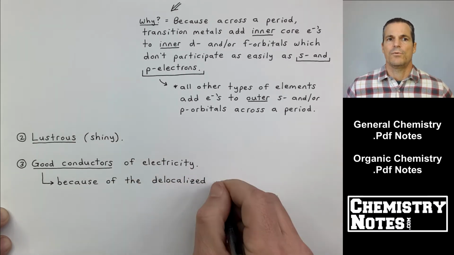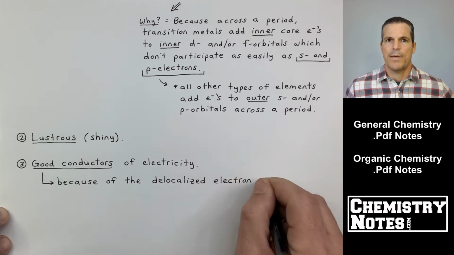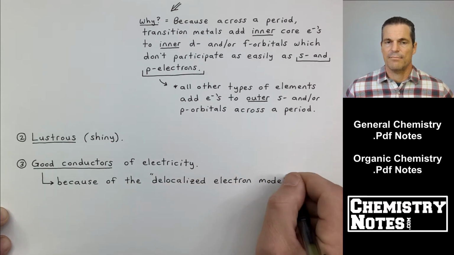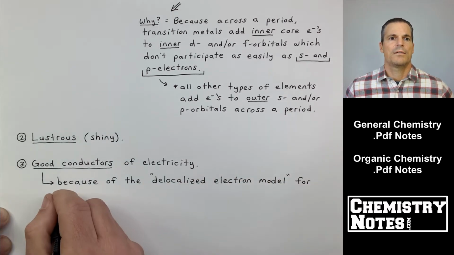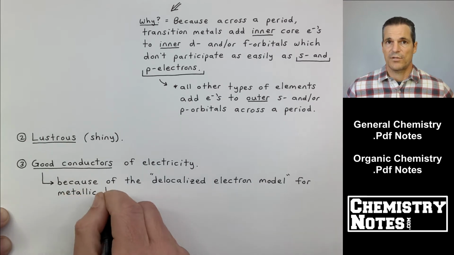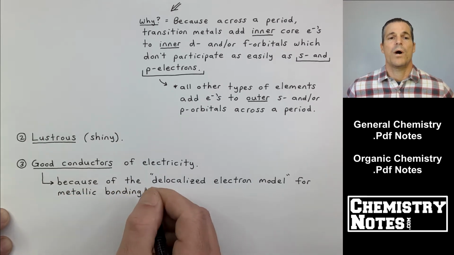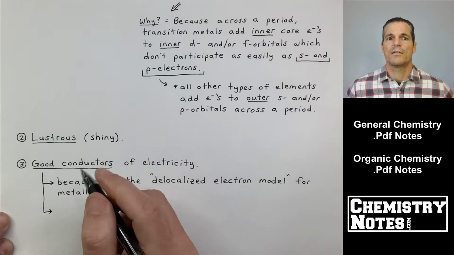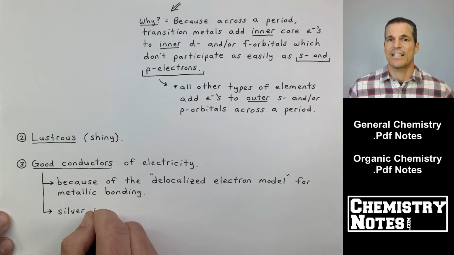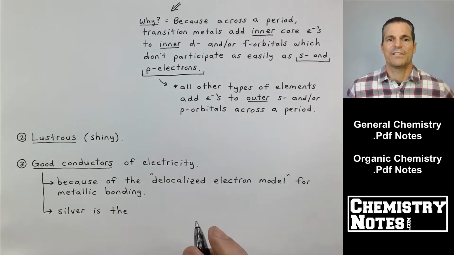All right, number 2, transition metals are lustrous, okay? Fancy word for shiny. They're good conductors of electricity. Why are they good conductors of electricity? Because of the delocalized electron model for metallic bonding.